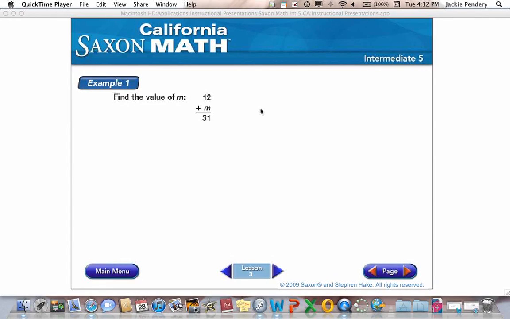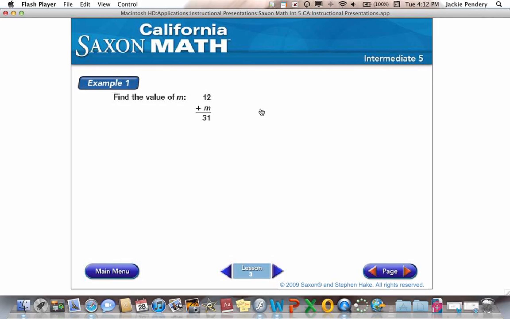Hi everybody! Today we're going to be talking about Lesson 3, Missing Numbers in Addition and Subtraction. So we're going to be trying to find a missing number. It could be an addend, it could be a sum, it could be the difference, but we're going to find the missing number in a fairly simple addition and subtraction problem.